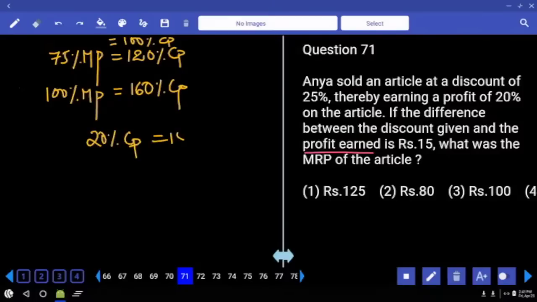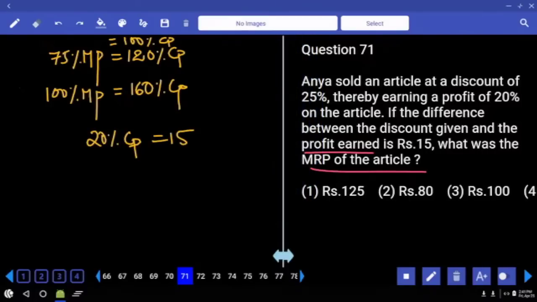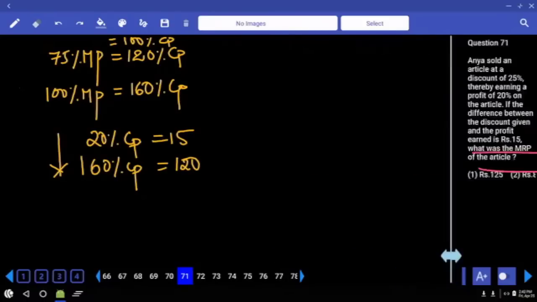Which is given as 15 rupees. Question is to identify market price of the article. Market price of the article is 160% of cost price. Vertical comparison: 20 becomes 160. How many times is that? Right-hand side 15, 8 times is going to be 120. Are you okay? This is one way.